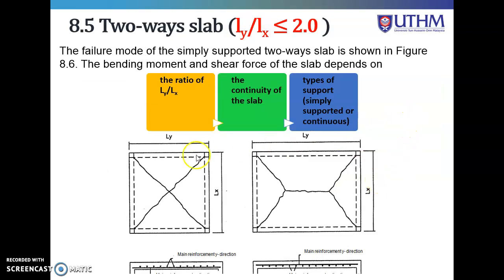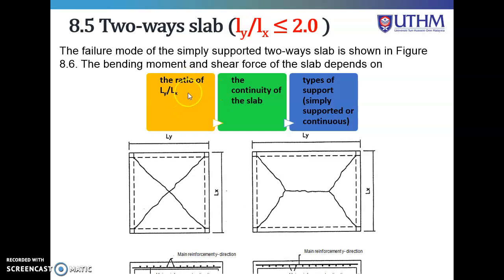Okay. This is the type of the failure. Okay. The failure mode of the simply supported two-way slab is shown in this figure. And the bending moment and shear force of the slab depends on, okay, ni ada 3 benda yang diorang bergantung.